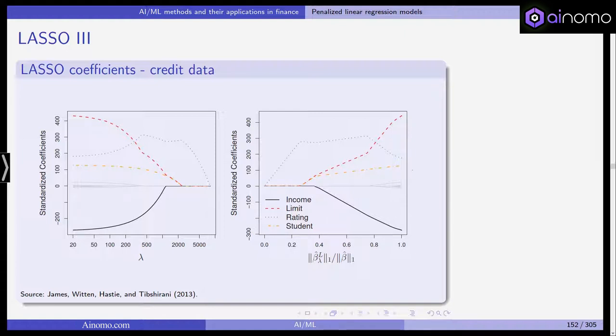We've seen with ridge regression, those parameters will slowly approach 0. But here you can see, for example, with income, it already becomes 0 here, and all those other predictors have coefficients that are equal to 0 at this point, and this is the difference to ridge regression.